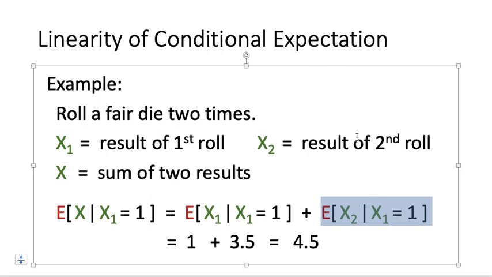Now we see that x2 is about the second row and x1 is about the first row, so these two are obviously independent. So expected of x2 given x1 is equal to 1 is simply expected of x2, because they are independent of each other. In that case, expected of x2 given x1 is equal to 1 is equal to 3.5. And summing 1 and 3.5, we get 4.5. So again, we get the same result as we have derived before, but this time we are using linearity of conditional expectation.